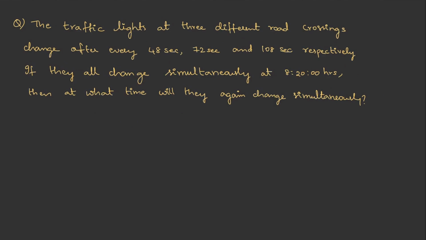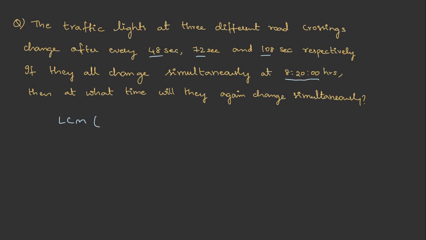The traffic lights at 3 different road crossings change after every 48 seconds, 72 seconds and 108 seconds respectively. If they all change simultaneously at 8 hours 20 minutes, then at what time will they change again simultaneously? Very similar to the previous question. So when you want the common time, just take the LCM.